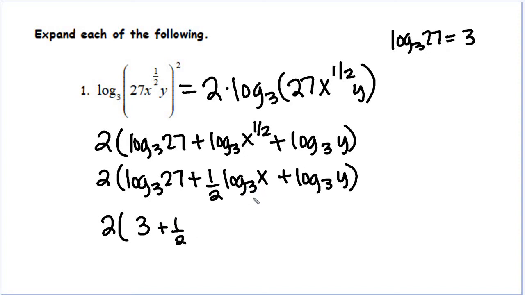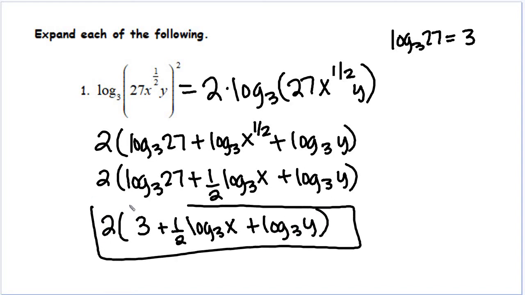1/2. I can't raise 3 to anything and get a variable, so I'm going to leave it. And again, I can't raise 3 to anything and get a variable. Okay? And now I'm done.